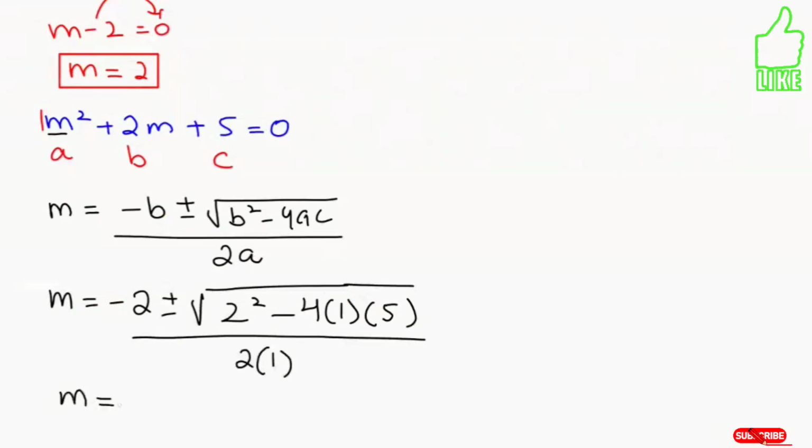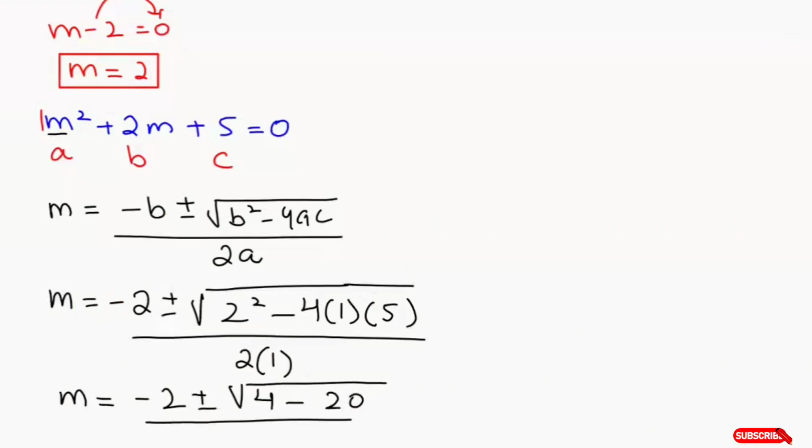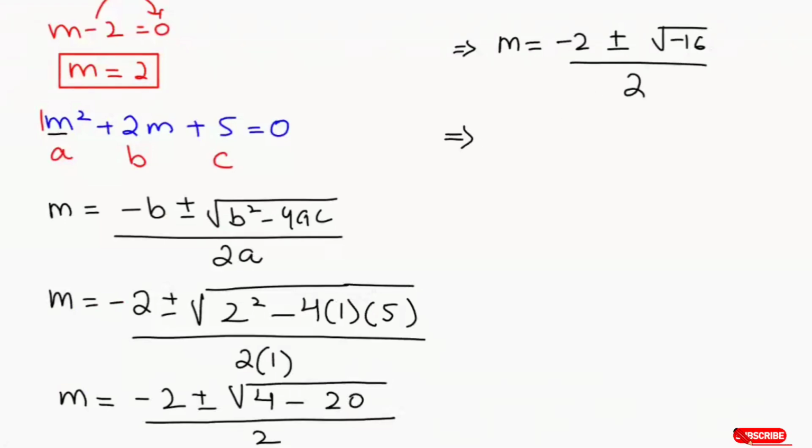This will be equal to minus 2 plus minus, and 2 to the power of 2 is equal to 4, minus 4 times 5 is 20, over 2. And this will be m is equal to minus 2 plus minus 4 minus 20 is equal to negative 16, over 2. And here I want to separate this negative sign from 16. So m is equal to minus 2 plus minus root of 16 times negative 1, over 2.